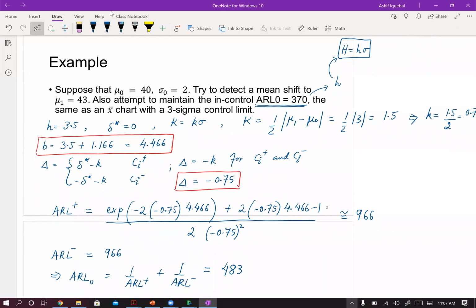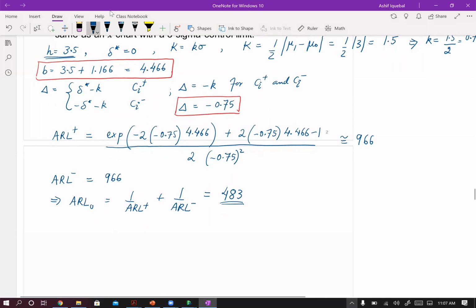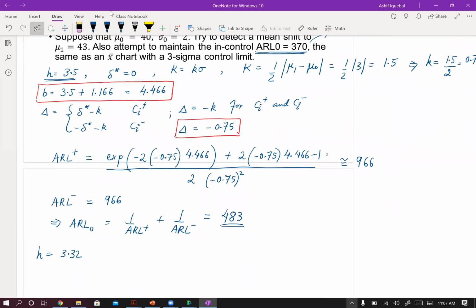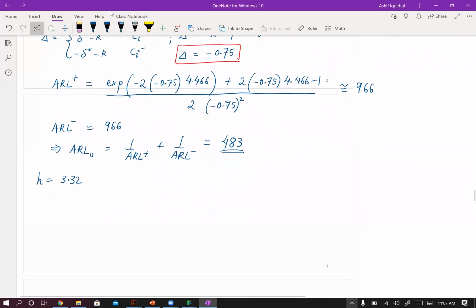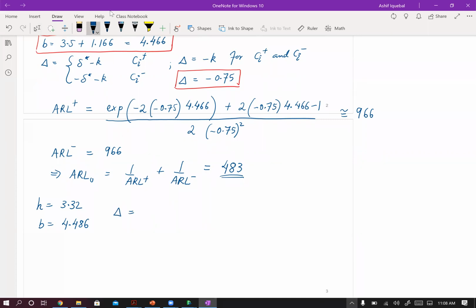Okay, so I'm using a trial and error method here. When I used a value of h equals 3.5, I got a value of ARL0 equals 483, which is a little higher than 370. So I'm again going to make some modifications to small h. I'm going to assume a slightly lower value of h, right? Let's say h is equal to 3.32, right? Now, when I use h equals 3.32, in this case, b will be equal to 4.486, right? And delta, which is capital delta, will still be minus 0.75, right? Nothing will change. I've only changed h here.